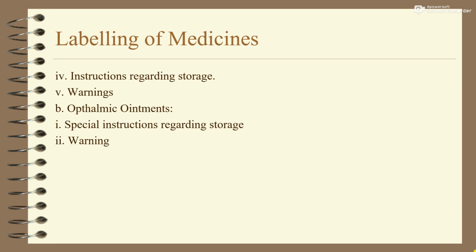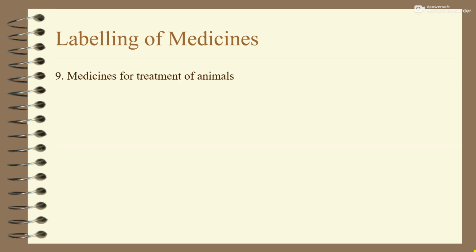Instructions regarding storage, then warnings if any. Then in case of ophthalmic ointment, special instructions regarding storage should be given, and the warnings on how it should be used and what the storage conditions are. The warning should be mentioned very boldly over the label.